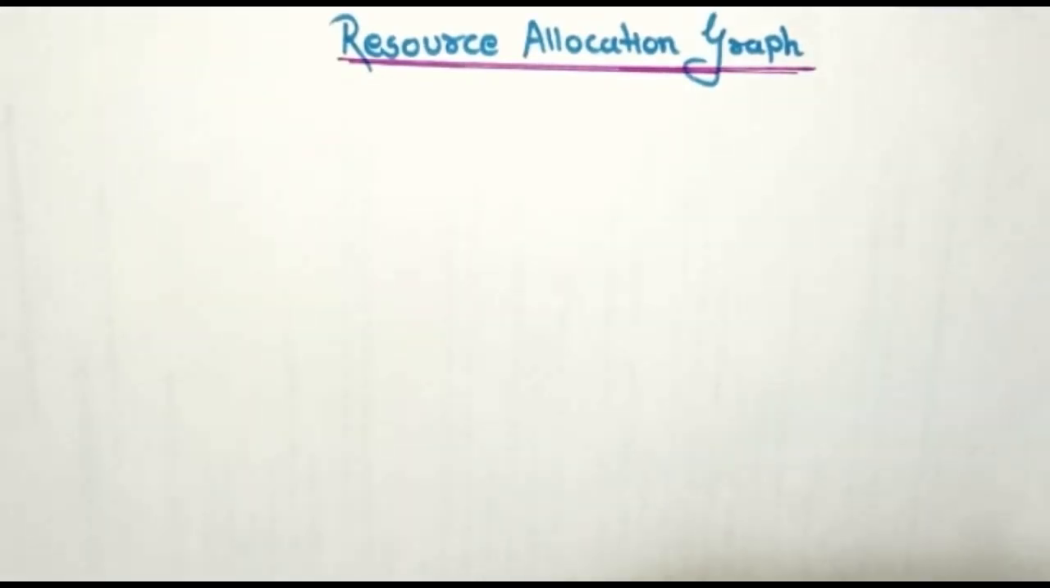Everyone, coming to the next topic in an operating system: resource allocation graph. So what is a resource allocation graph? Resource allocation means we are allocating the resources to each process.